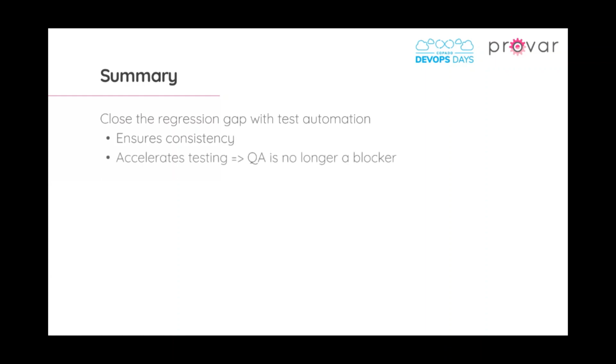So in summary here, we talked about how we can close the regression gap with test automation. We talked about the 3 different options for closing this gap. And we talked about some of the benefits of test automation, such as ensuring that we have a consistent process that we can run repeatably and reliably over time. And then of course, the ability to accelerate our testing cycle is going to mean that our QA for our release cycle is not going to be a blocker anymore. We're going to have more time for this, and we're going to be able to accelerate our release cycle, hopefully with less time dedicated to the actual testing.